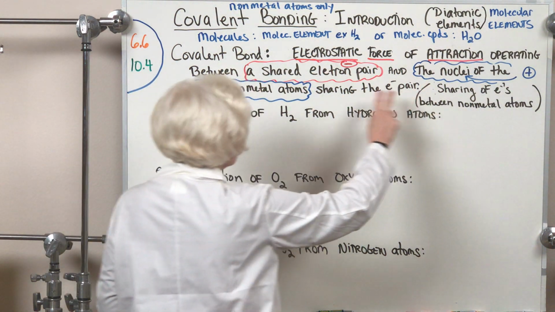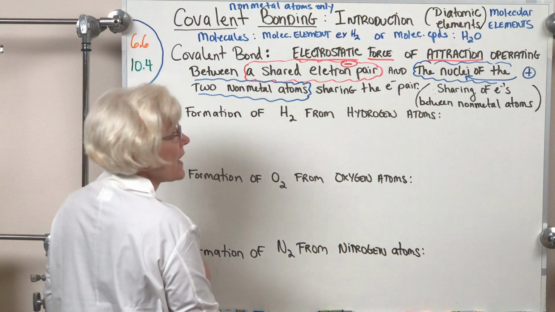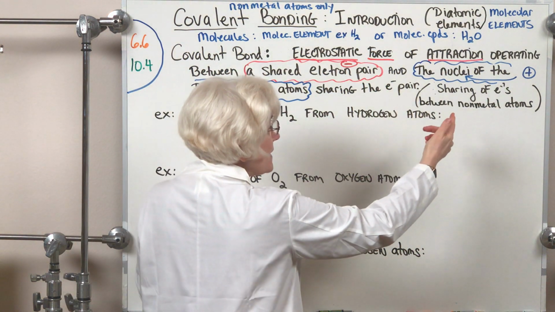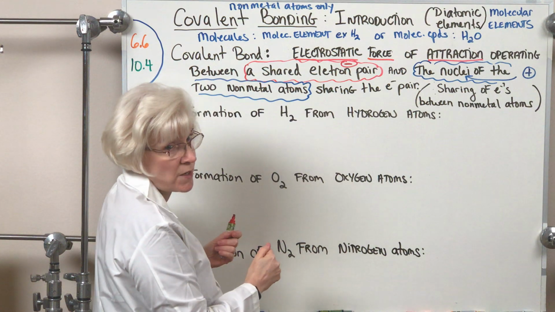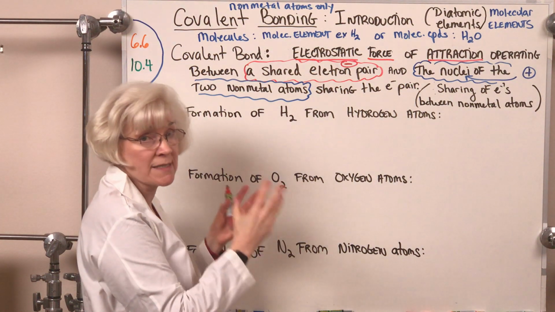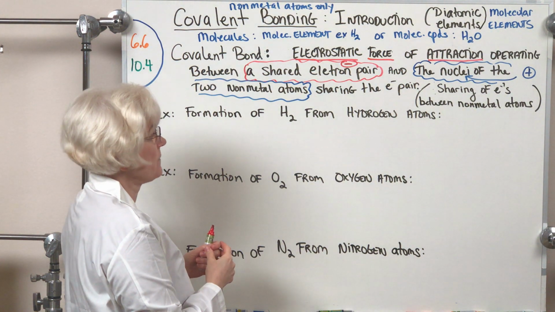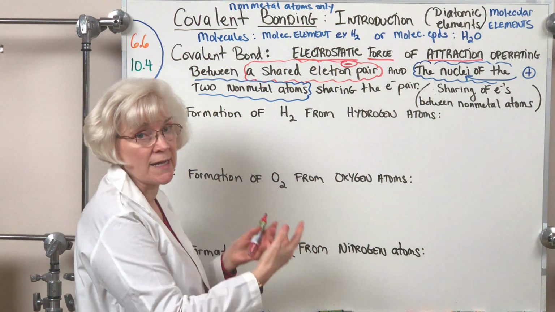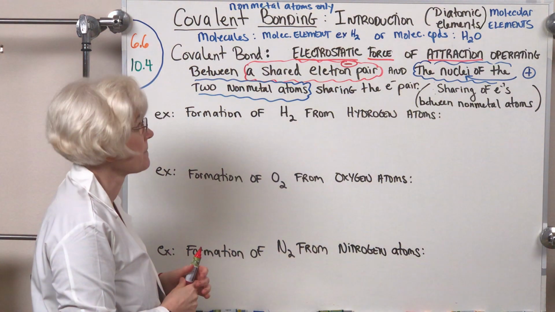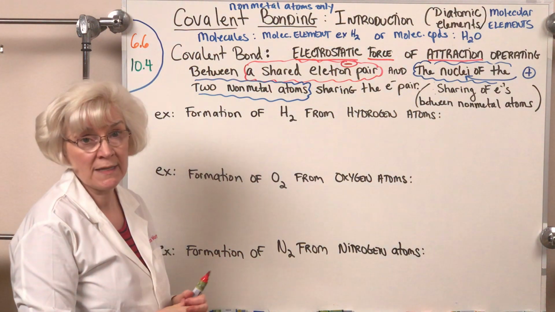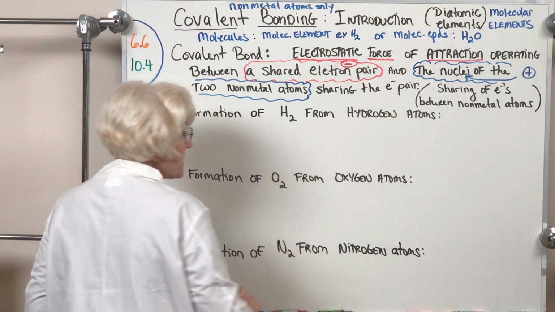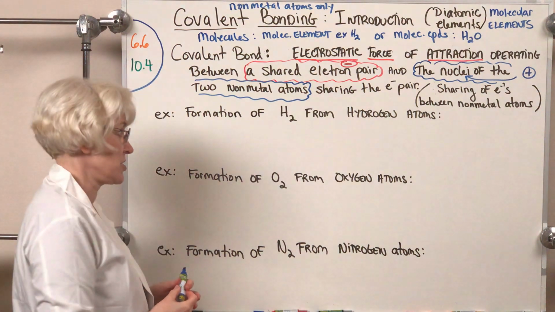Well, the definition says that it occurs between a shared electron pair, there's our negative charge, and the two atoms who are sharing the electron pair, their nuclei, which are positively charged, attract and hold the shared electron pair. So hence the shortcut, sharing of electrons, but it is an electrostatic force of attraction. It's actually easier to explain it by illustrating it. So let's jump in and take a look at the simplest diatomic element, hydrogen.